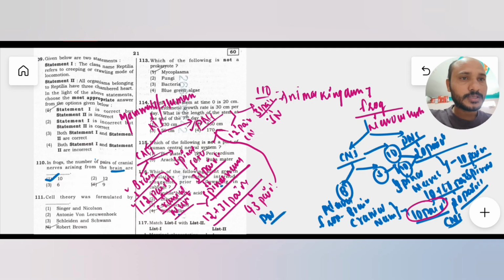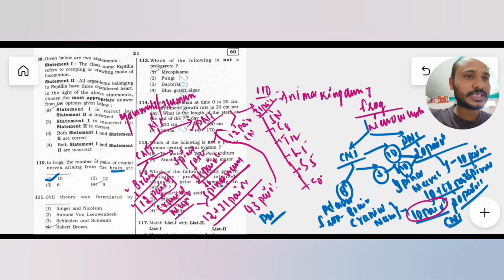And remember these 31 pairs of spinal nerves are divided into different parts. In the cervical region we have 8 nerves, then the thoracic region has 12 pairs of nerves, then the lumbar region has 5, then the sacral region also has 5, and the coccygeal region has only 1 nerve. So if you count: 8, 12, 20, 25, 30, 31. Likewise 31 pairs of spinal nerves arise from the different regions of the spinal cord.